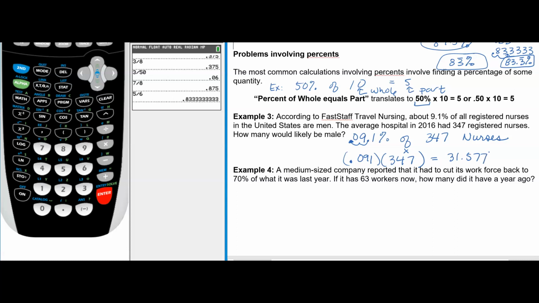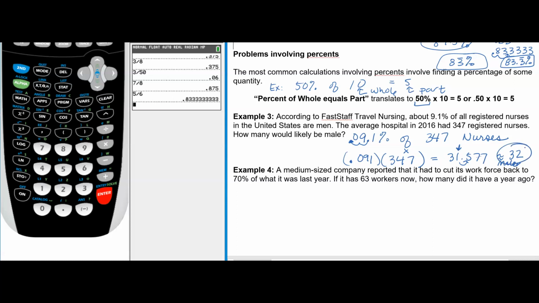31.577. In a problem like this, you're likely going to be asked to round. So let's say it asked you to round to the nearest whole number. You would say that's about 32, since the nearest whole number is the same thing as saying round to the nearest ones place, because you want to eliminate the decimals. And so I'm going to look to the right of that, and since it's a 5, we're going to bump that 1 up to a 2. So approximately 32 male nurses in that bunch.